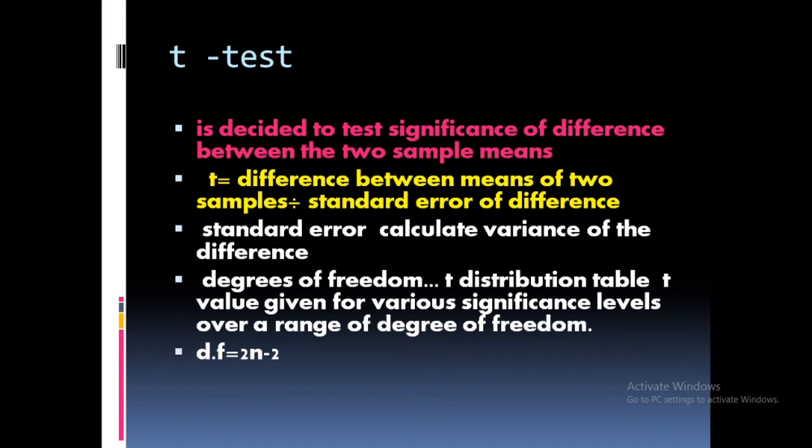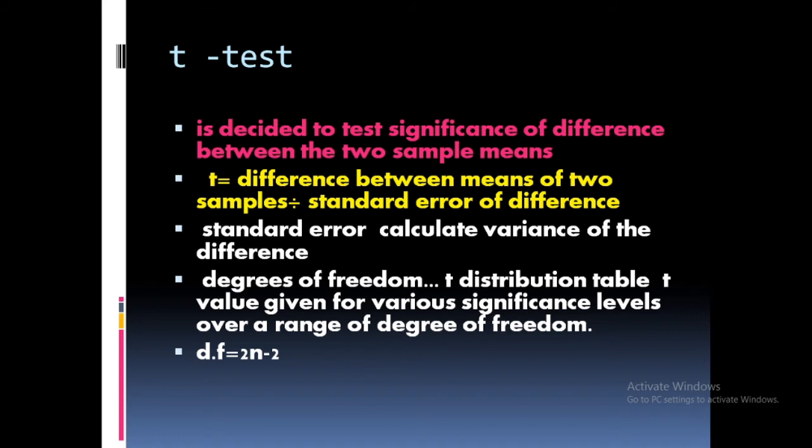Clear? For computing the standard error, we have to calculate the variance of the difference. You will study the variance of the difference in the measures of distribution. From that we can calculate the standard error. Then another term is degrees of freedom. You studied it in your chi-square test in UG classes.